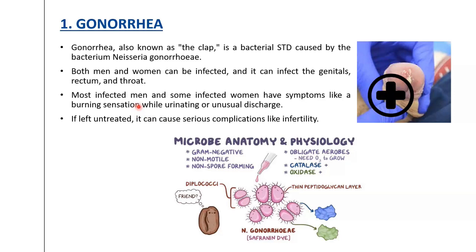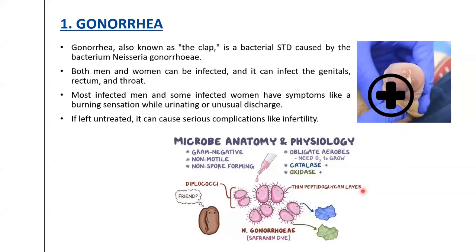Most infected men and some infected women have symptoms like a burning sensation while urinating or unusual discharge like this. If left untreated, it can cause serious complications like infertility because it can damage the lining of the genital urinary tract in men as well as women. So there is a high chance that if we leave this disease untreated, it can cause problems like infertility or subfertility, I would say.